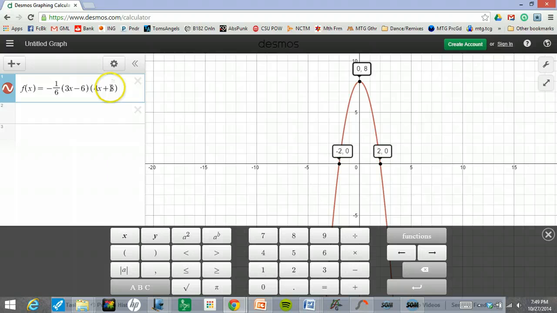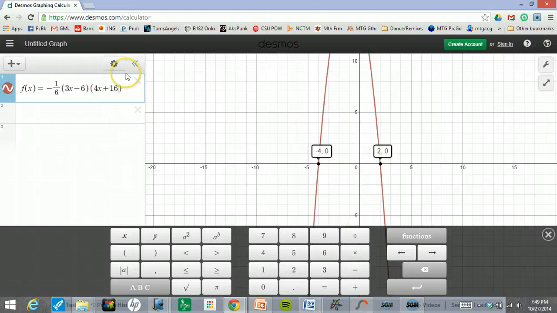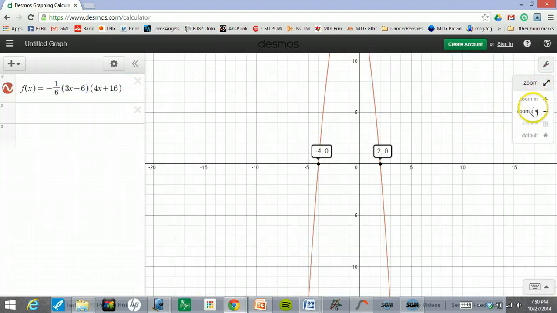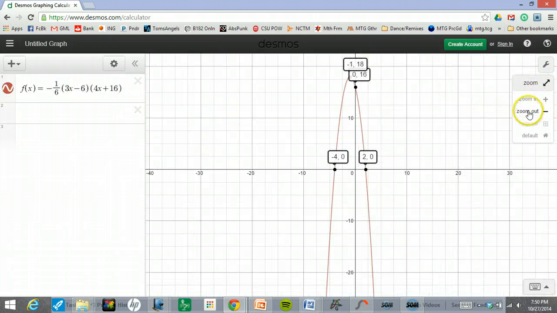Oop, I typed in the wrong function earlier, so let me fix this really quick. Notice that's plus 8, but it should be plus 16. Alright, so we have the original function, let's see if we did all our work right, was negative 1, 6 times the group 3x minus 6 times the group 4x plus 16. And get a nice picture of this graph. I think we have it all.